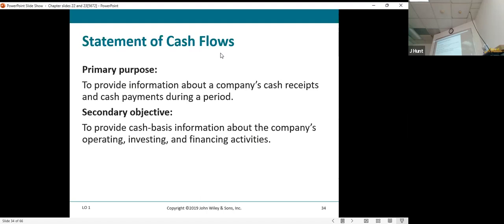Statement of cash flows. What the cash flow statement does is give us information about how we're using cash. That's really what it is. How did we use cash for the period? If the period is for the year, how did we use the cash that we got in? The second objective is to give specific information about the areas of cash use. How do we use it in operations? How do we use it in investing activities? And then how did we use it in financing activities?